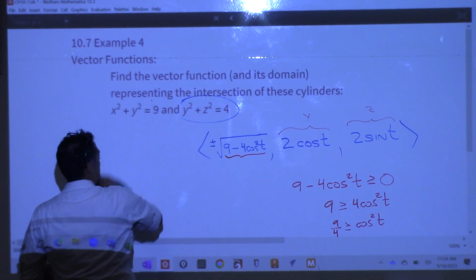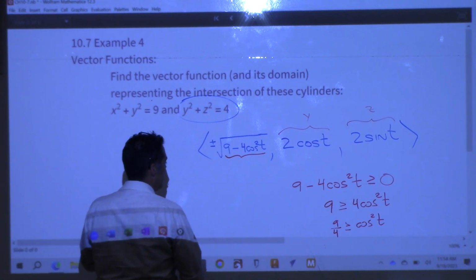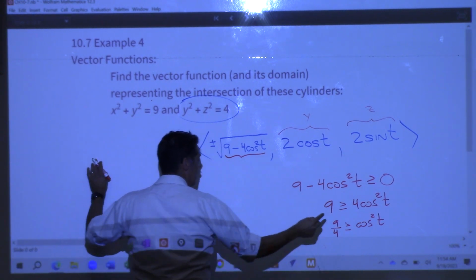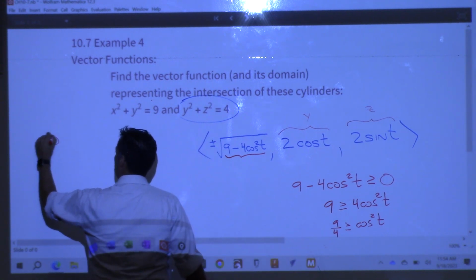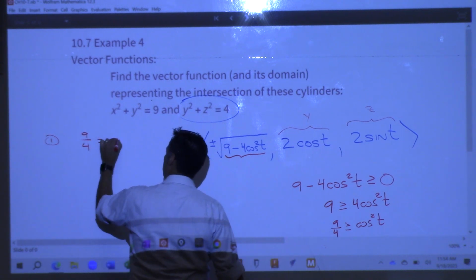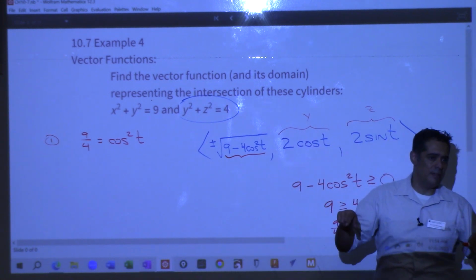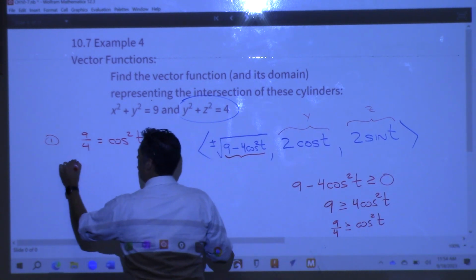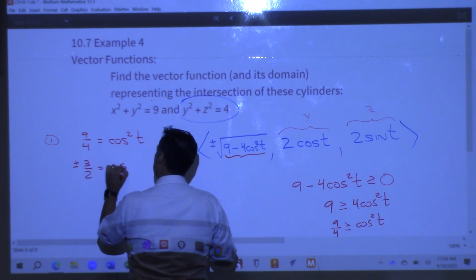Let me give you something. Well, you know what? I don't know. Should I? It's Cal 3. I'm not going to give you another example back from college algebra. This is a quadratic inequality. The way we solve this is as follows. First step is you change it to an equation, and then you solve that. So to solve this, you take the square root on both sides. So you get plus or minus 3/2 equals cosine t.